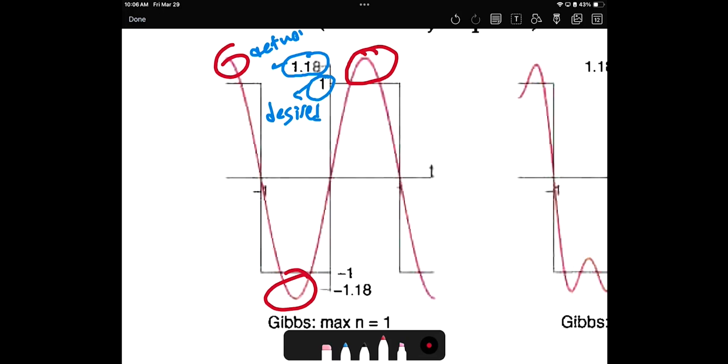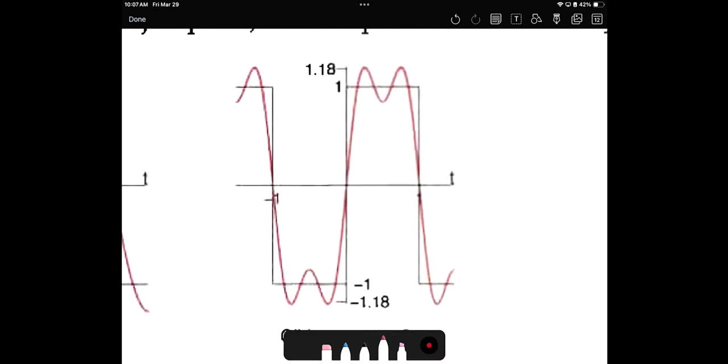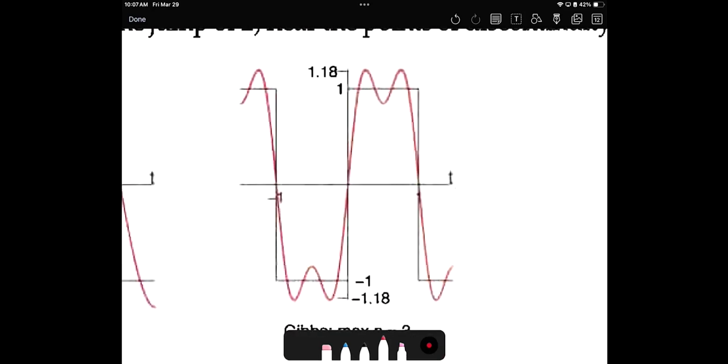You will use this a lot in control systems in the future. I will go through more details about it. But this violation that we see is up to 9% if we use only one term. Then, how about if you use 3 terms? That's how the waveform looks.